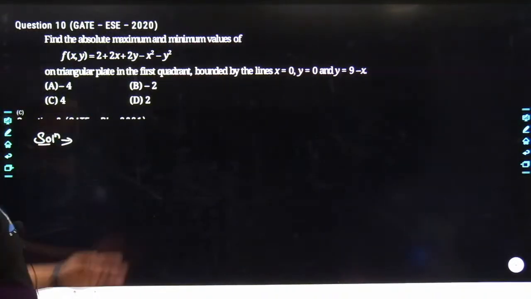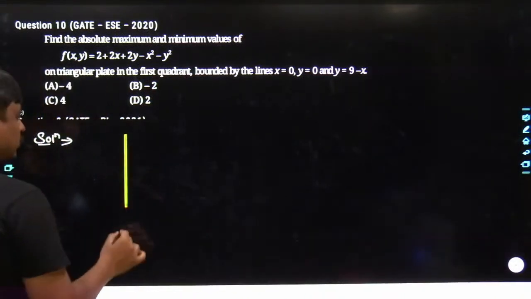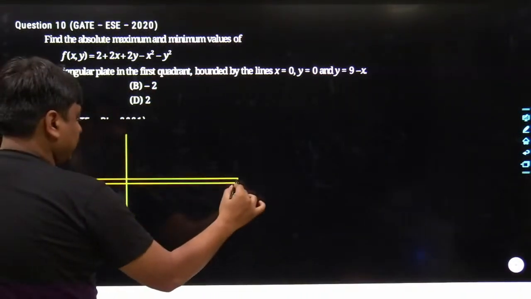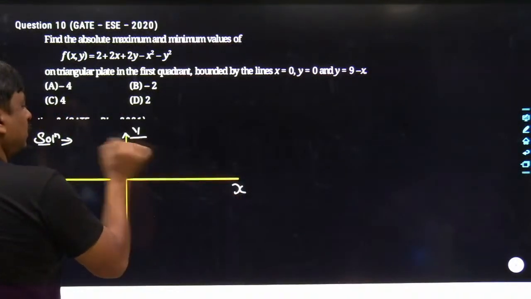First focus over the bounded area over the xy plane. So let me take the reference of the xy plane. Here goes the y axis, here comes the x axis.